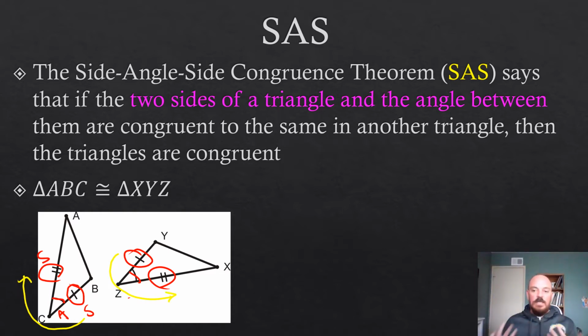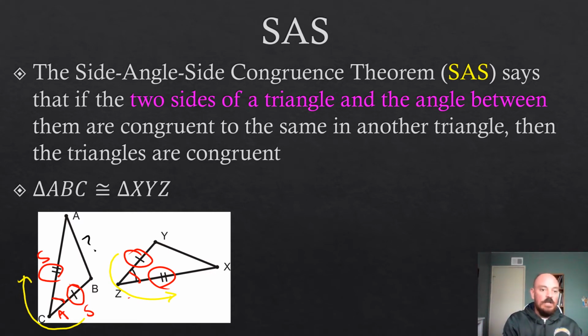Now as long as you're going in order and following that pattern, side, angle, side, and it's the same in both triangles, then I have enough to say triangle ABC is congruent to triangle XYZ, and my reason would be SAS. I didn't need to know anything about angle A, or B, or Y, or X. I didn't need to know anything about that third side over here.